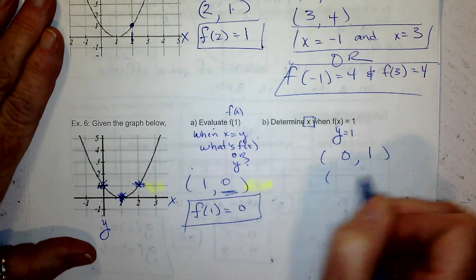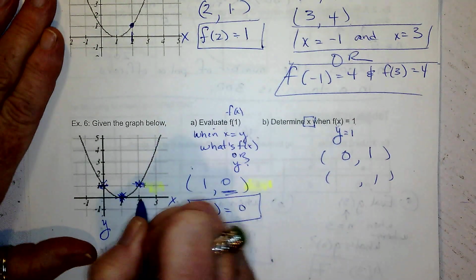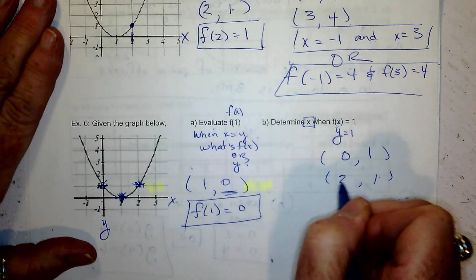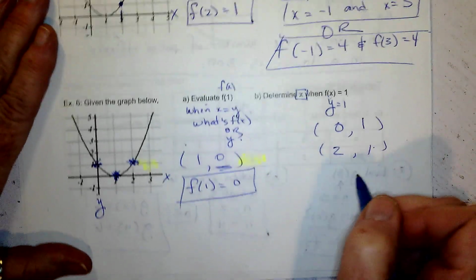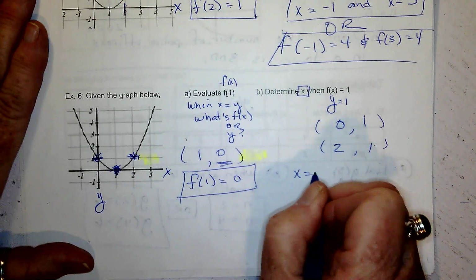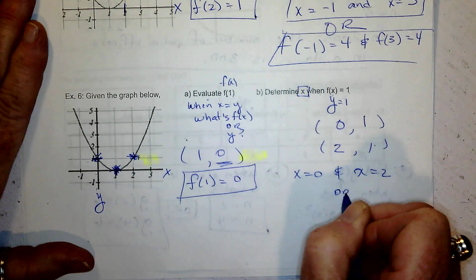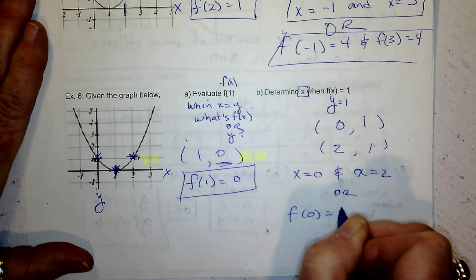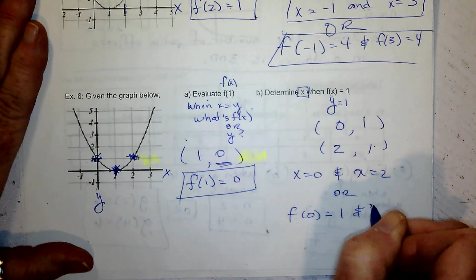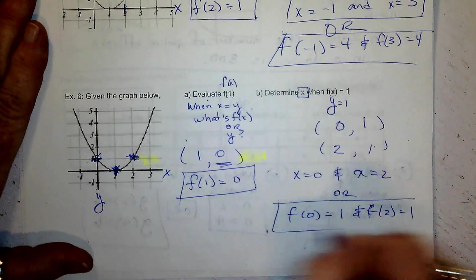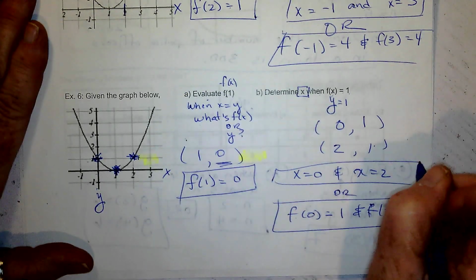So x is 0, but then I have another one right here where I have 1 for y, and that is where x is 2. This is not an option for your answer. You need to say x is equal to 0 and x is equal to 2, or you can say f of 0 is equal to 1 and f of 2 is equal to 1. Again, you decide which method you're going to answer it with.